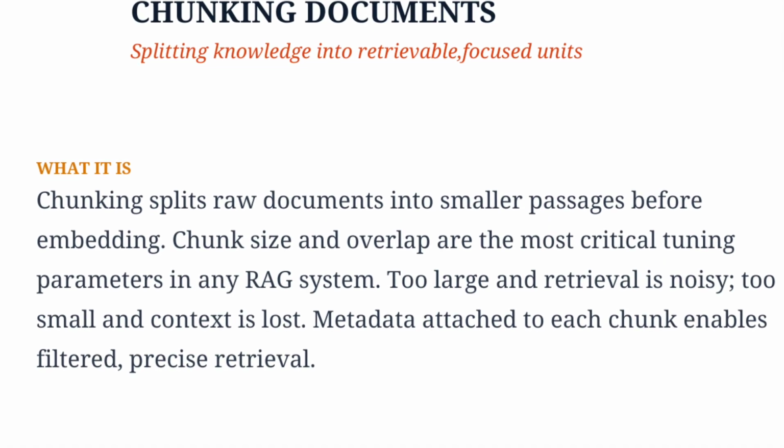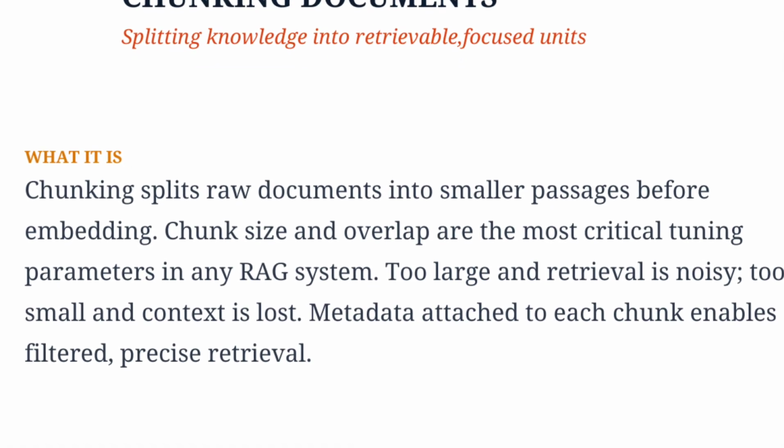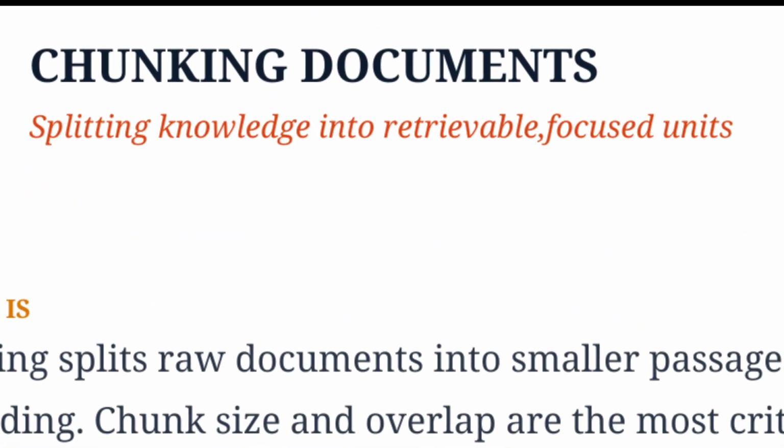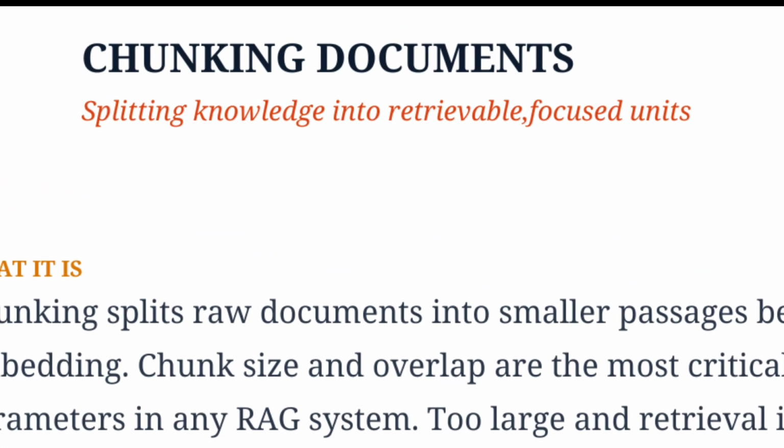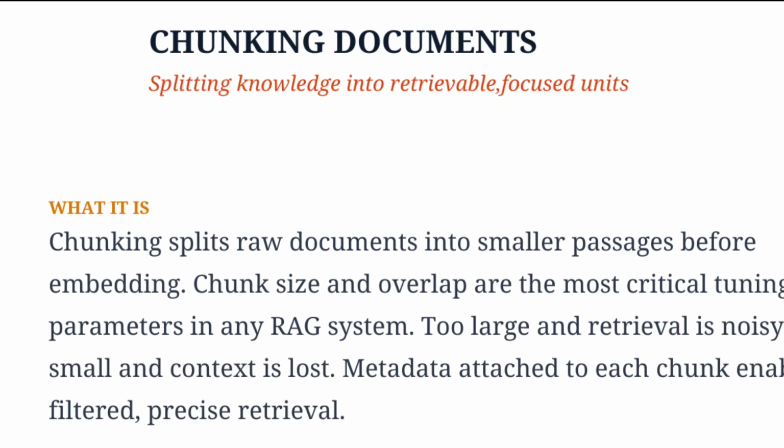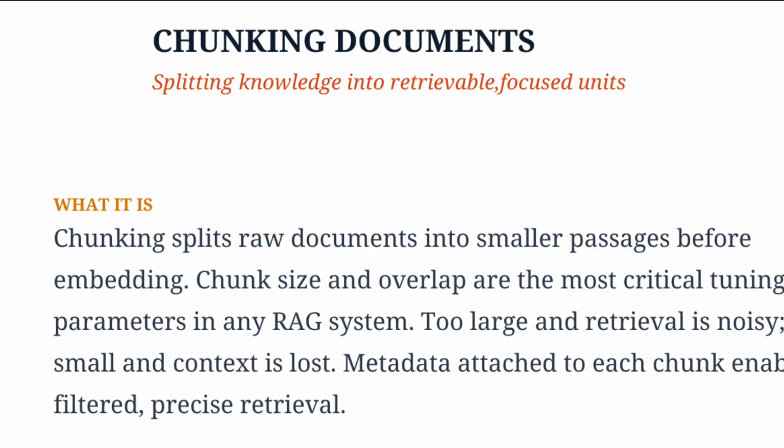Now here is the one that surprises people. Most RAG failures don't come from the language model. They come from chunking, the step that happens before everything else. So what goes wrong? Too big a chunk: you retrieve a 2000 word passage when the answer is one sentence. The model gets flooded with noise and accuracy drops. Too small a chunk: you retrieve one sentence with zero context around it. The model doesn't have enough to reason with.